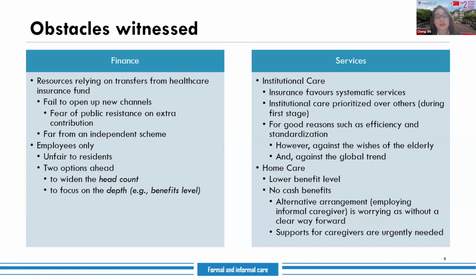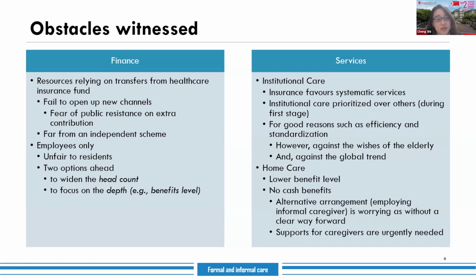However, we know that aging in place is the wish of most older adults. And aging in place is also the global trend adopted by most countries. So there's something we need to consider more, perhaps allocating more resources for home care and community care. As I mentioned, lower resources were allocated for home care, so the current benefit level is lower than residential care.